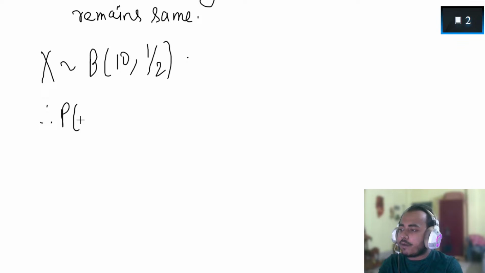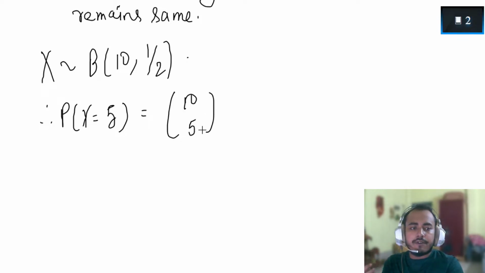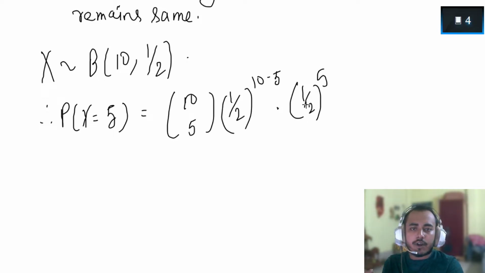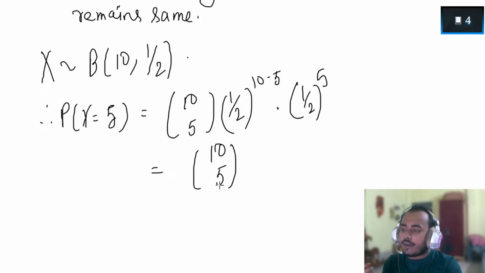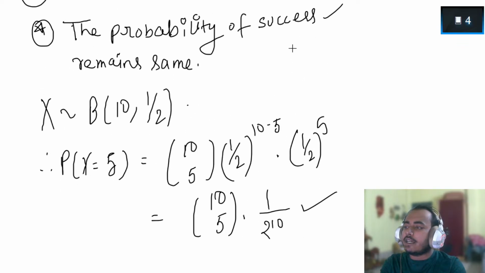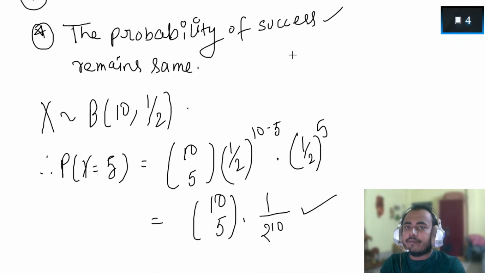So the probability that x equals 5 is, we just put in the values into the probability formula that we learned: 10 choose 5 into half to the power 10 minus 5 into half to the power 5. Notice that 1 minus half is also half, and this would simply give you 10 choose 5 into 1 by 2 to the power 10, and that is going to be your answer for the probability that exactly 5 heads turn up, right?